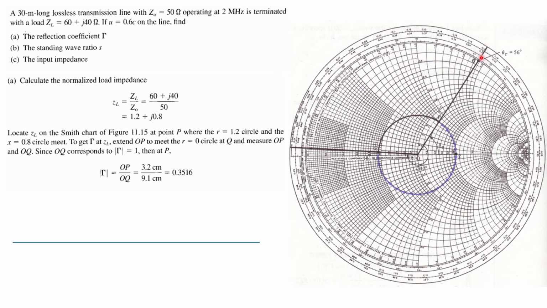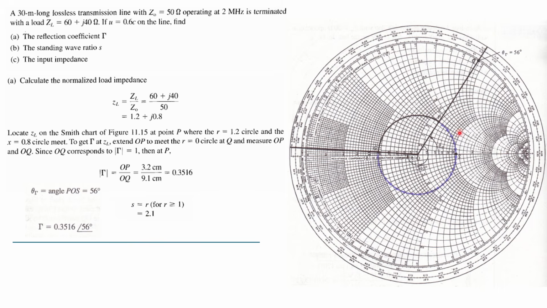The angles are already written on the outer part of your Smith chart. Here it is already mentioned 60, here is your 30 degree, so here is your 60 and here is your 50, so in between 60 and 50 it is 56 degrees. So the final value of your tau is how much? 0.3516, angle is 56 degrees. So this is the actual value of your voltage reflection coefficient.